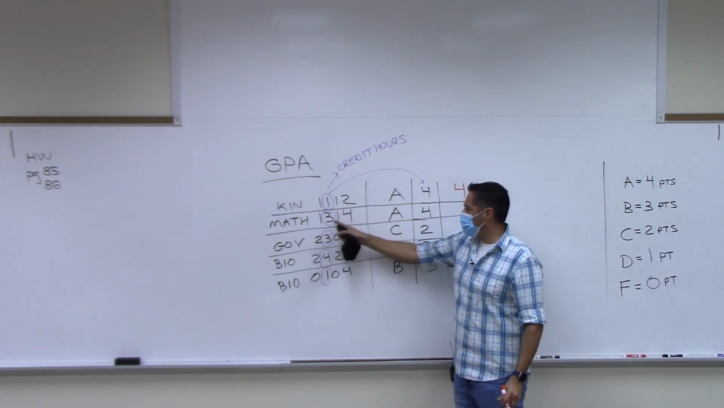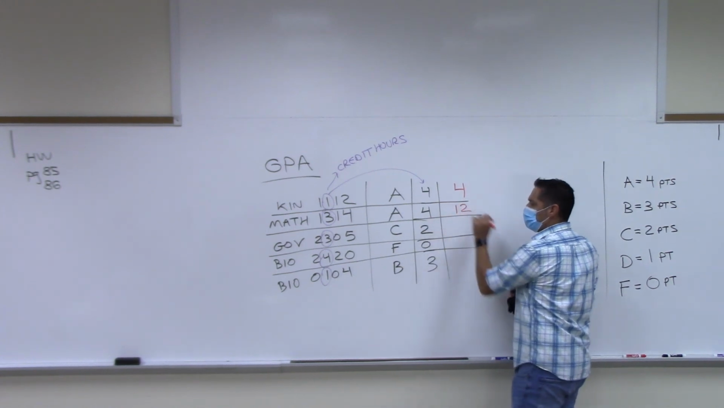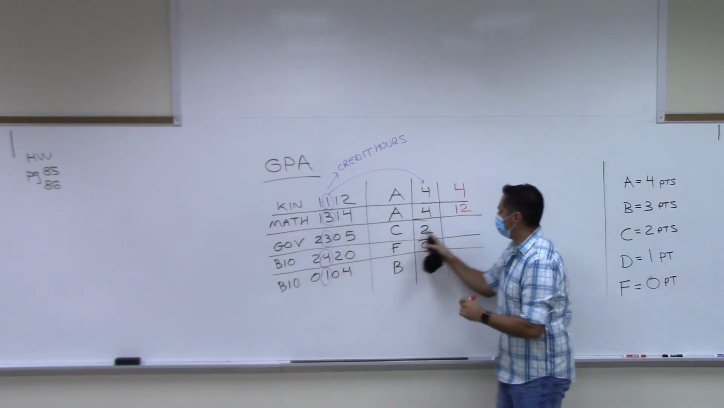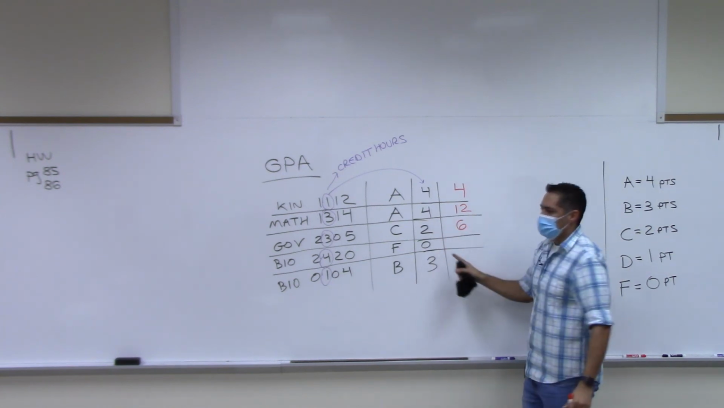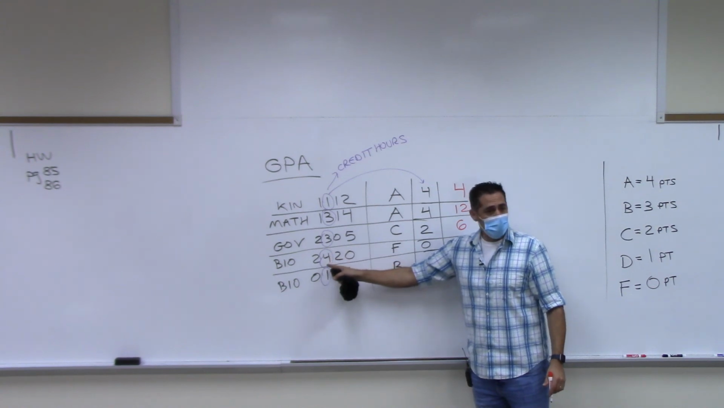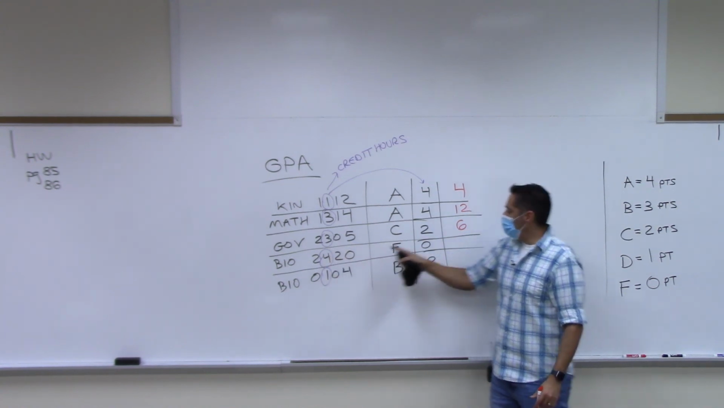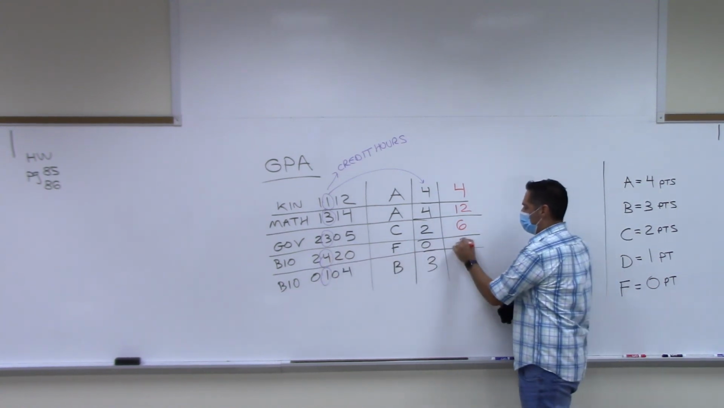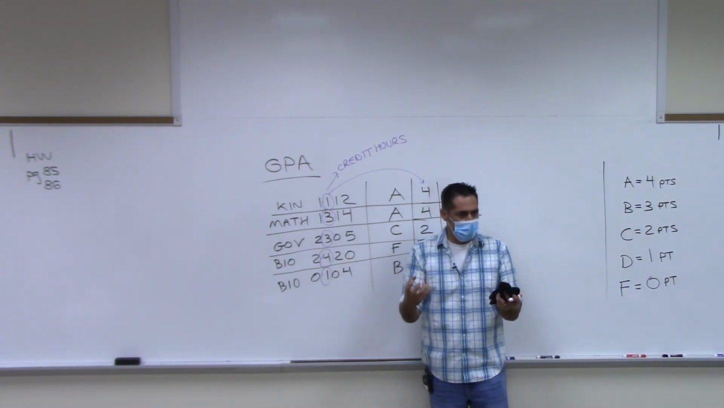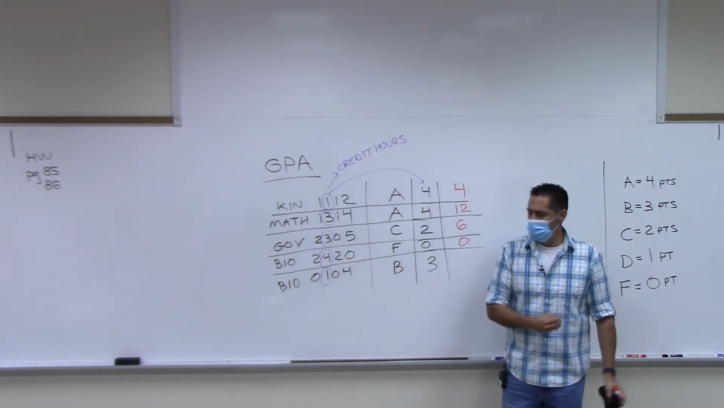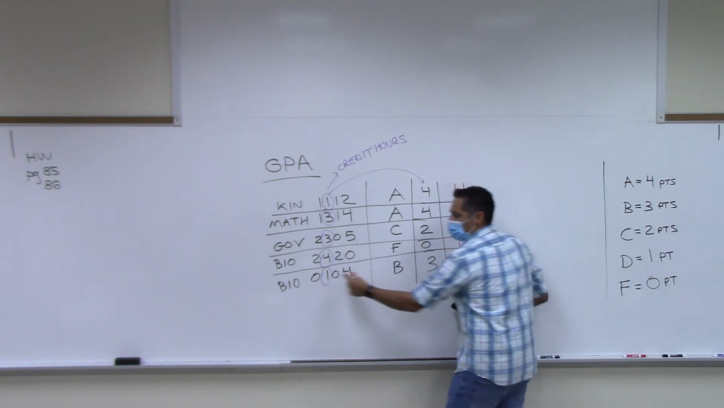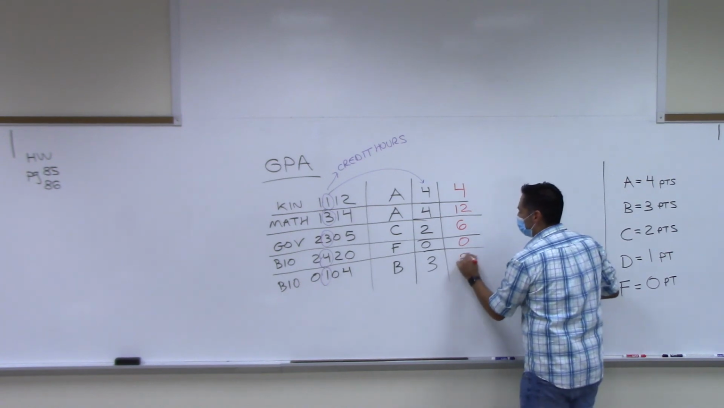Now, we did really well in math. It was 3 credit hours, 3 times 4, that's 12, so that's pretty good. But then the government, we had 3 times 2, that's 6, and then this is going to kill us. Because we had a 4 credit hour course, and we got 0. 4 times 0 is 0. So the course that had the most weight to it, we did the worst in. And then the lab, we did okay, but who cares because it's 3 times 1. So we only get 3.